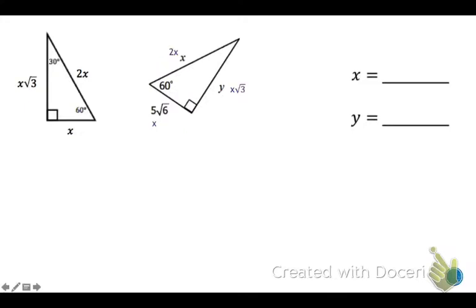Okay, one more. So x square root of 3, and 2x. So that means 2x equals x, and x square root of 3 equals y. And we have x equals 5 square root of 6. Well, 2 times 5 square root of 6 is easy. That's just 10 square root of 6. And then 5 square root of 6 times the square root of 3. Multiply the square roots, so you get 5 square root of 18. If you break that down, you'll end up getting 15 square root of 2.